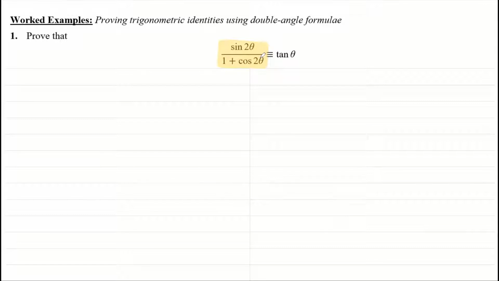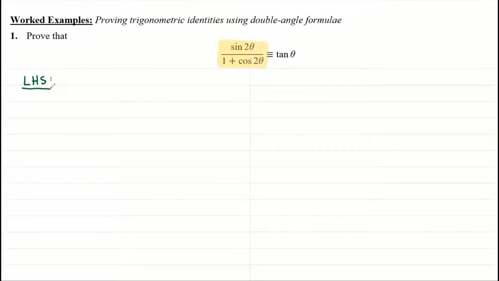Now, one way to approach proofs like this is to do a bit of rough work and see where you want to end up roughly. Now, what I mean is we clearly need to start working on the left-hand side. That's a given, because it's all big and horrible and complicated, and we need to reduce it down to tan theta.